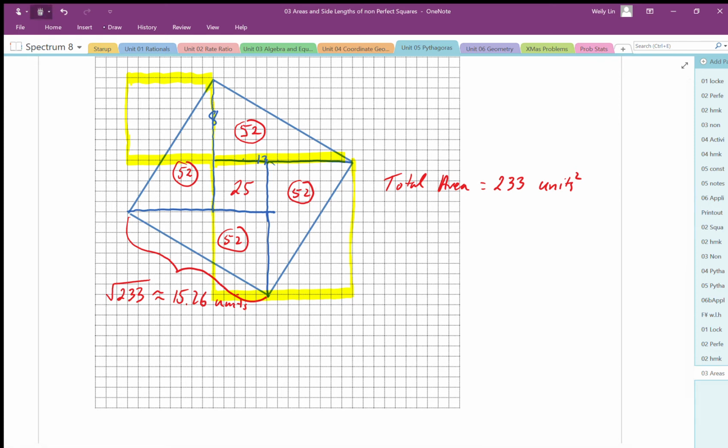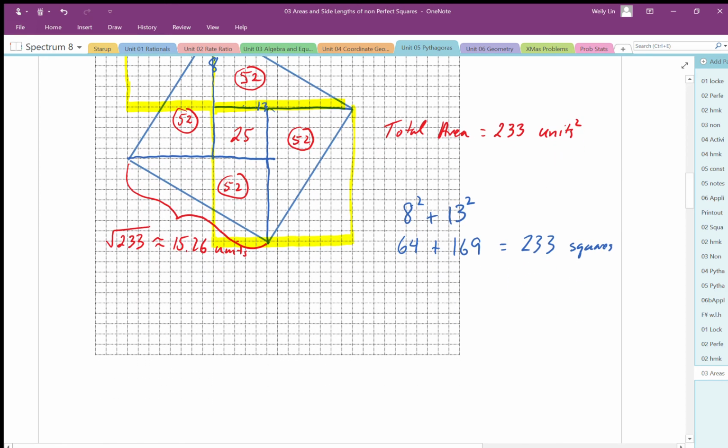And I'm not too convinced of this, but let's try it. So we're going to say 8 squared plus 13 squared. So those are two squares. So that's going to be 64. 13 squared is 169. When I add those together, I do end up with 233 squares. That's an interesting relationship. So that looks like that might work. Okay, we're not too sure. This seems like hocus pocus magic. So we're just going to keep that in the back of our minds.